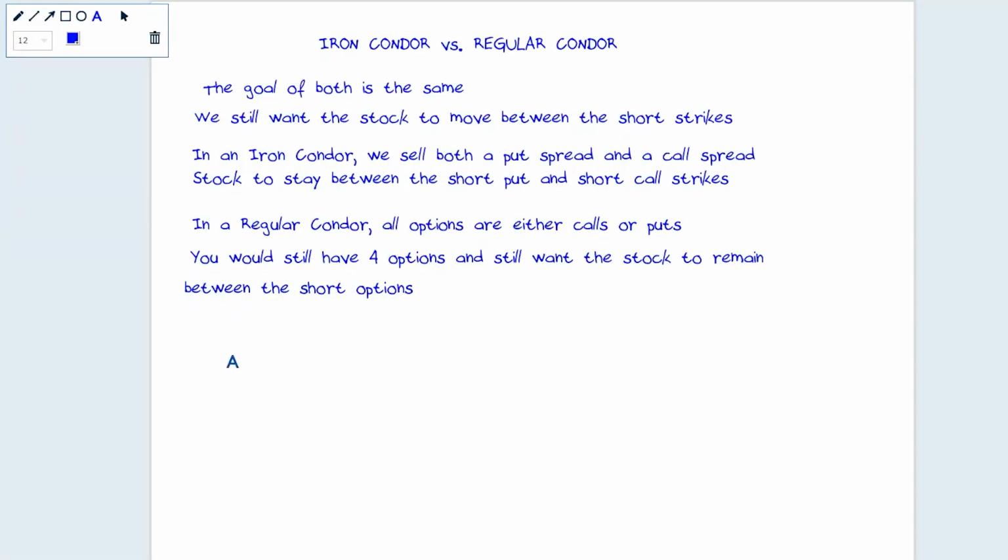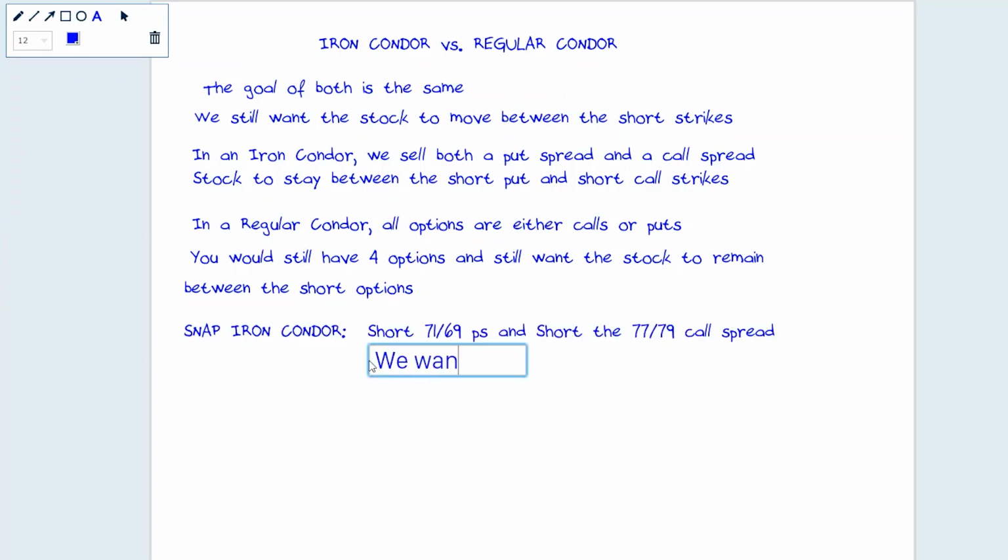So if I put both our iron condor and our condor positions that we have right now, our SNAP iron condor is short the 71/69 put spread and short the 77/79 call spread. So we want the stock to be between 71 and 77.